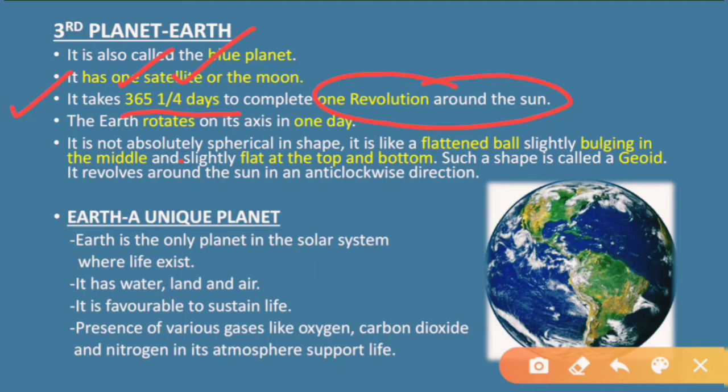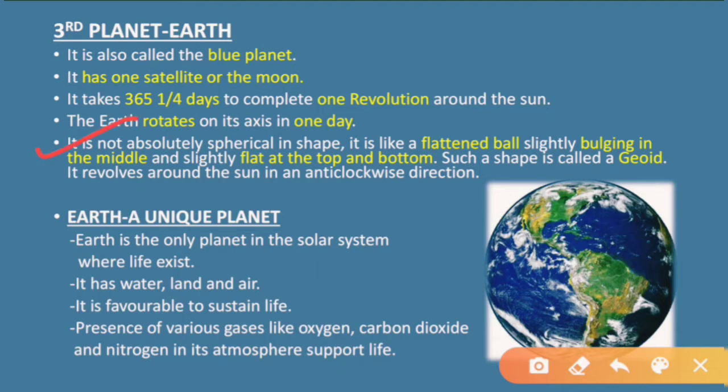Okay, now the next is the Earth rotates on its axis in one day. Which means the Earth rotates on its axis, on its place, in how much time? In one day. That is why one day is of 24 hours. So it takes 24 hours to rotate in its own place.